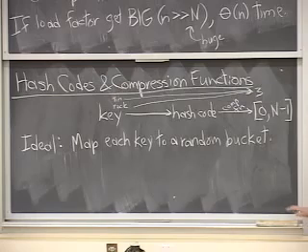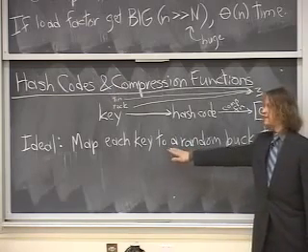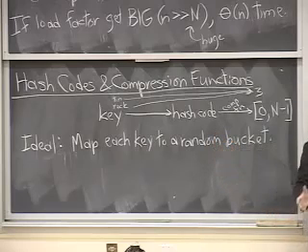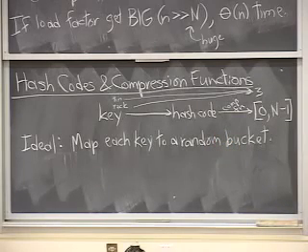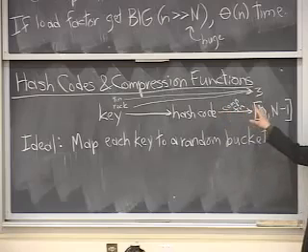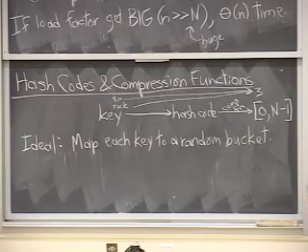But it's actually pretty tricky or difficult in practice to achieve this ideal, to create a function that's totally random and maps every different word to a completely random bucket. That's actually hard to do. So what we usually do in practice is look for functions that approximate that. So the hash code is the harder part. So let me start with the compression function, which is the easier part.